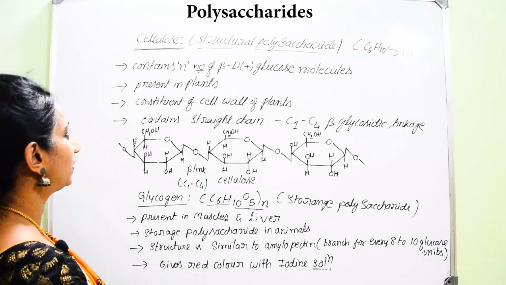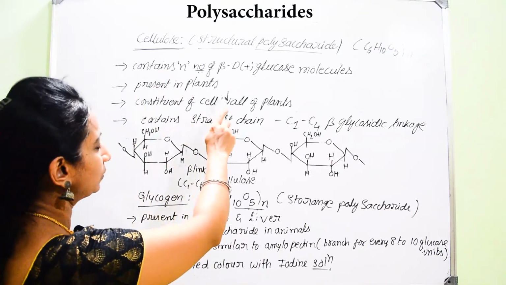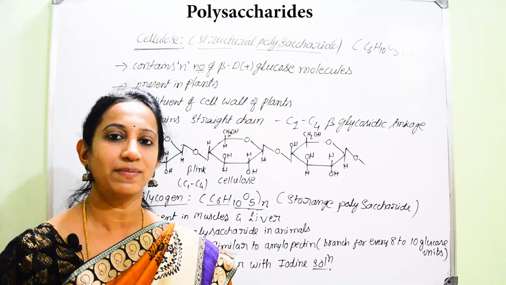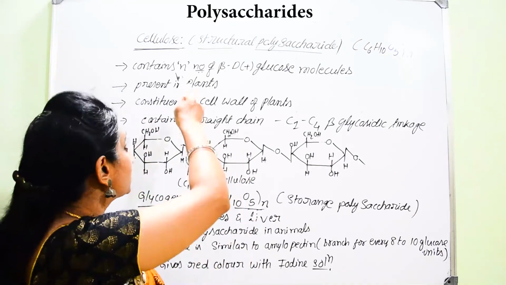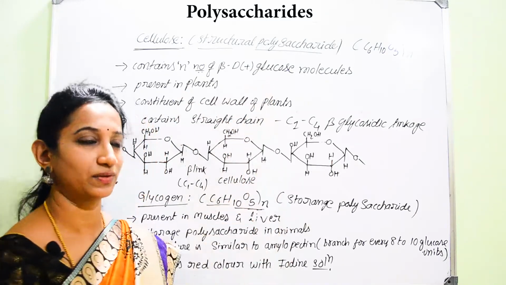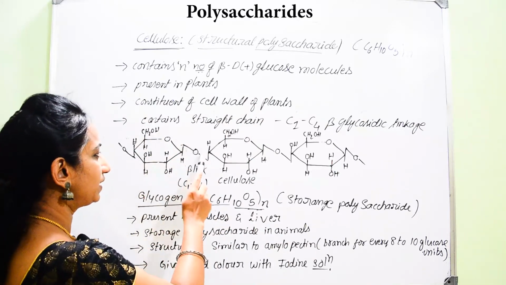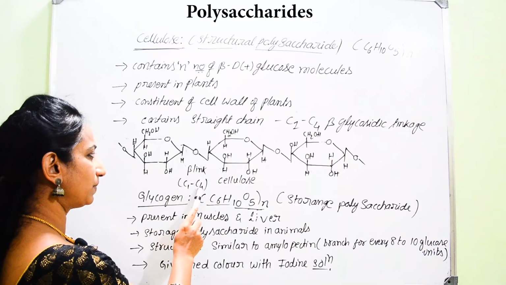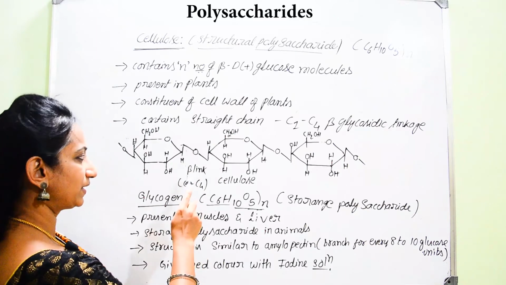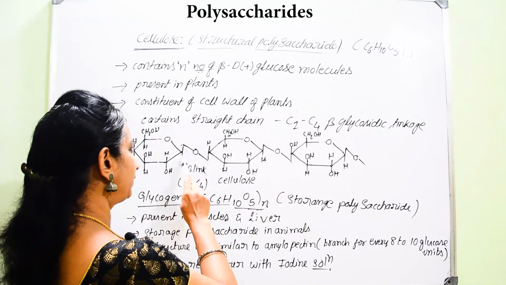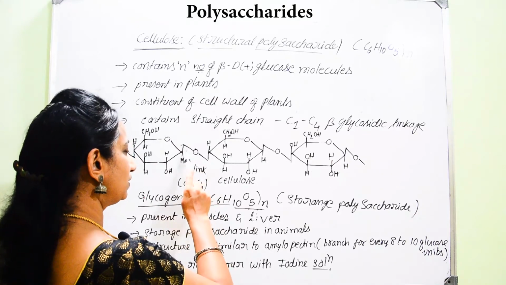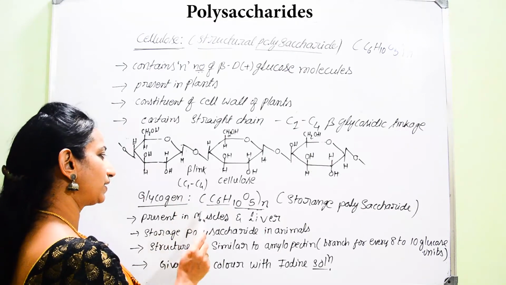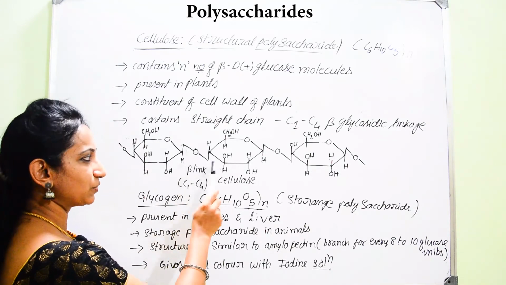Now, this cellulose is made up of n number of beta D-glucose molecules. That means the monosaccharide units present in cellulose are beta D-glucose units. These beta D-glucose units are linked to one another through the C1 and C4 carbon atoms, that is, through an oxygen atom. So we can find a glycosidic linkage between the C1 and C4 carbon atoms. That linkage we specifically call the beta C1-C4 linkage, or C1-C4 beta glycosidic linkage.